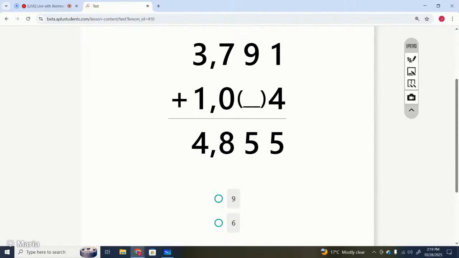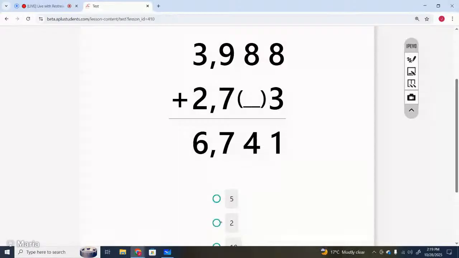4 plus 1 is 5. Now we have 9 plus 6 is 15. So look at the options. 9 plus 9 is not 15, right? It is 9 plus 6. 9 plus 6 is 15. You have 6 over here.